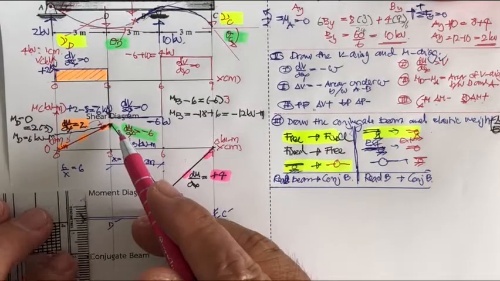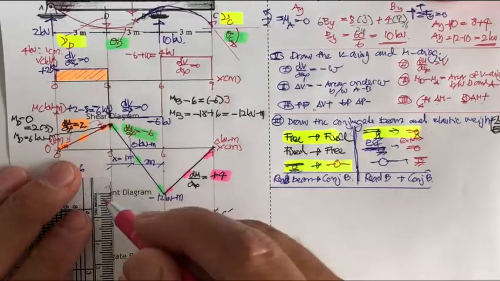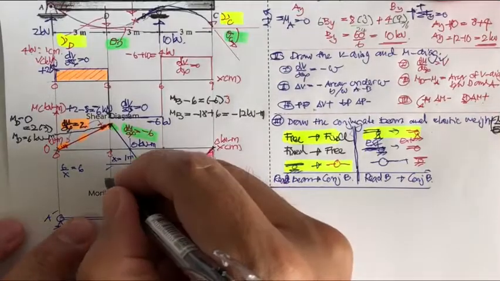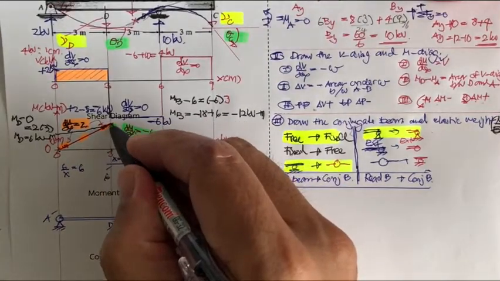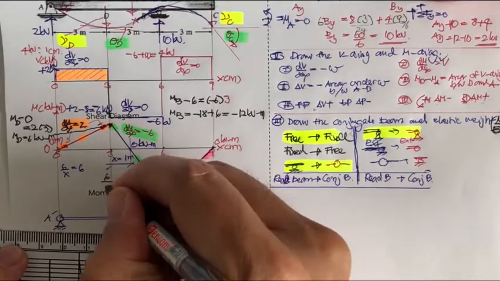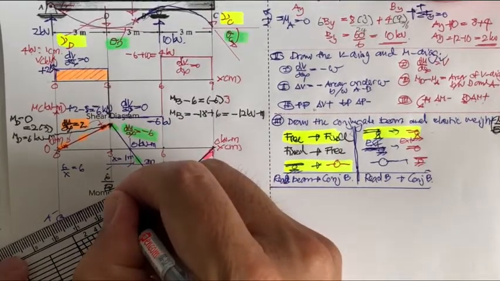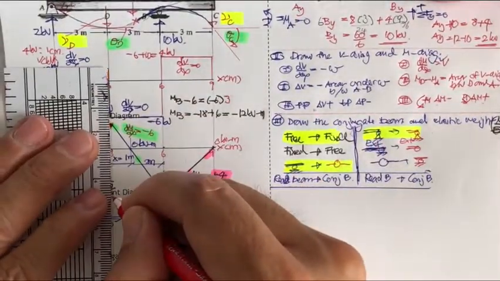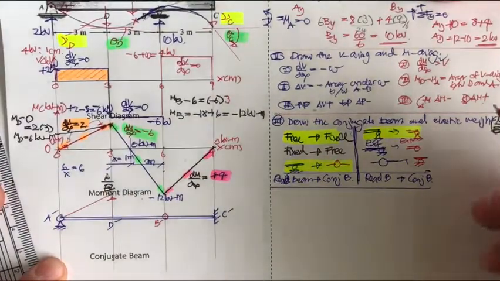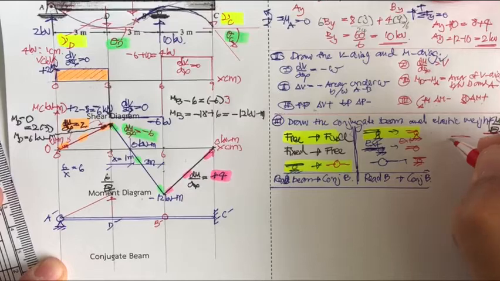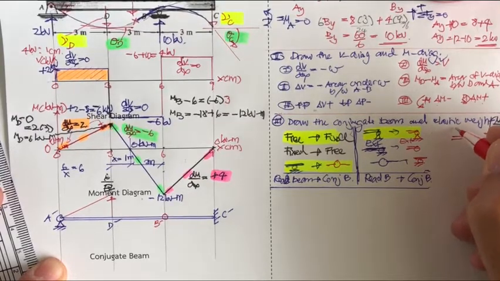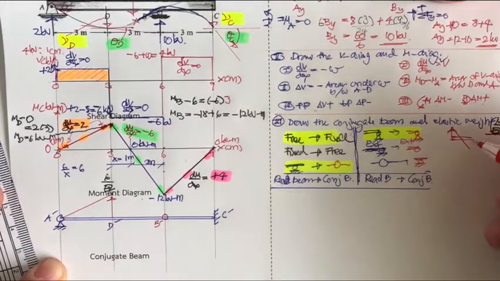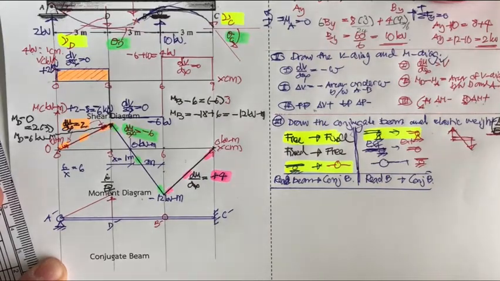So this one, if you like, you may put this one for 6. Going to be 6 kilonewton meter, 6 over EI. Okay, and this is going to be the first part of this, and it's going to move the elastic weight. The elastic weight here, if it's positive, it's going to be up like this. If it's negative, it's going to be downward like this.